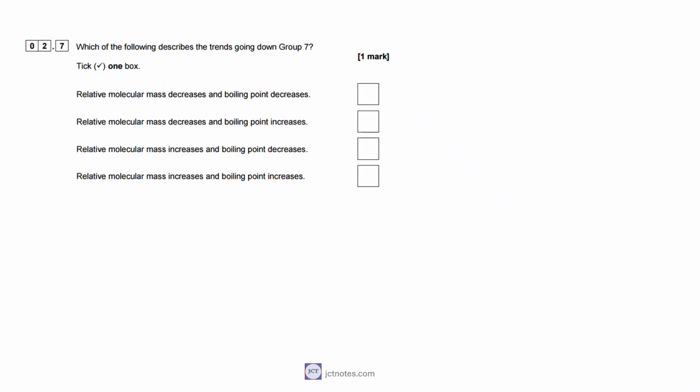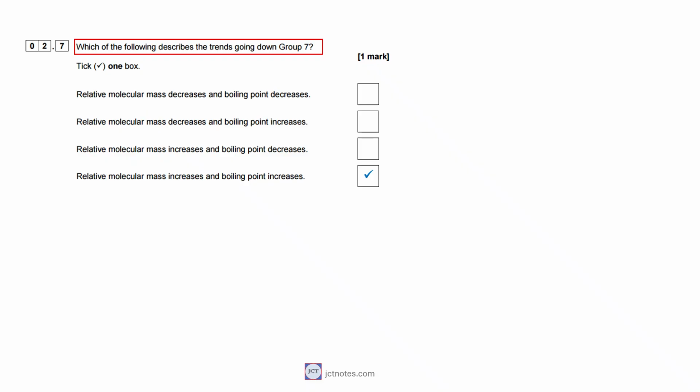In question 2.7, we need to identify the correct trends as we move down group 7 of the periodic table about relative molecular mass and boiling point. The correct choice is the final option, relative molecular mass increases and boiling point increases.